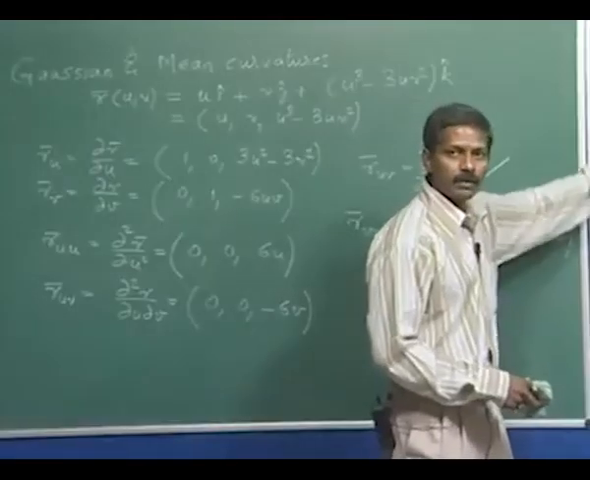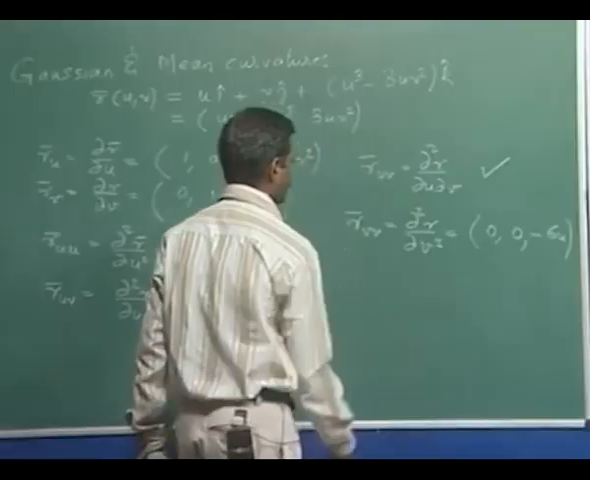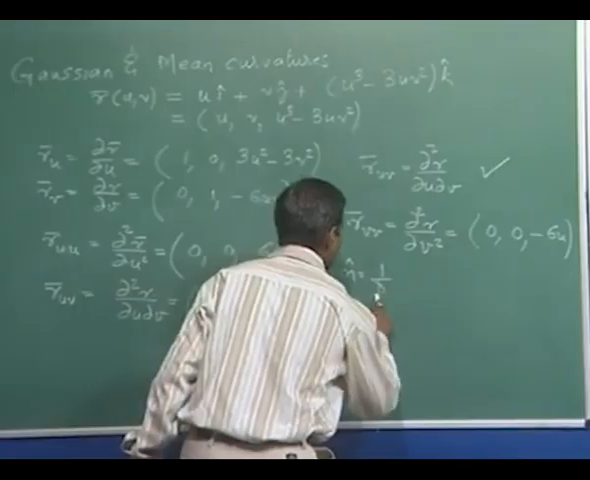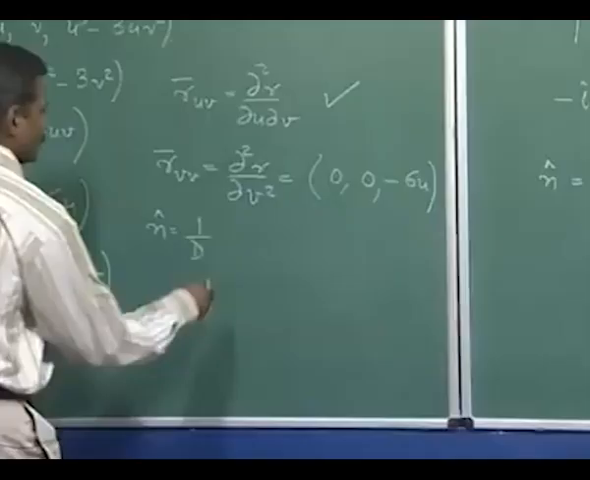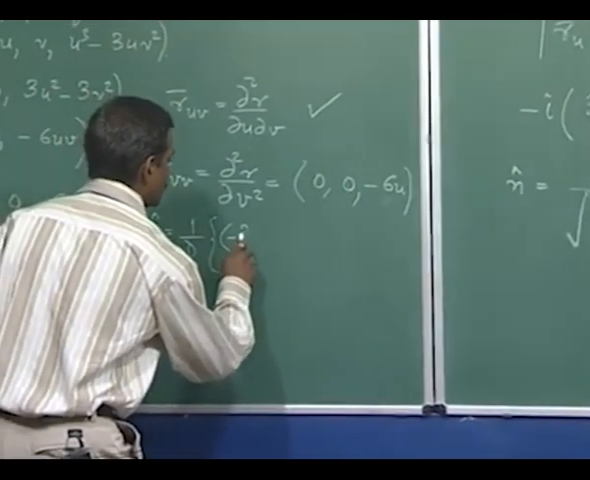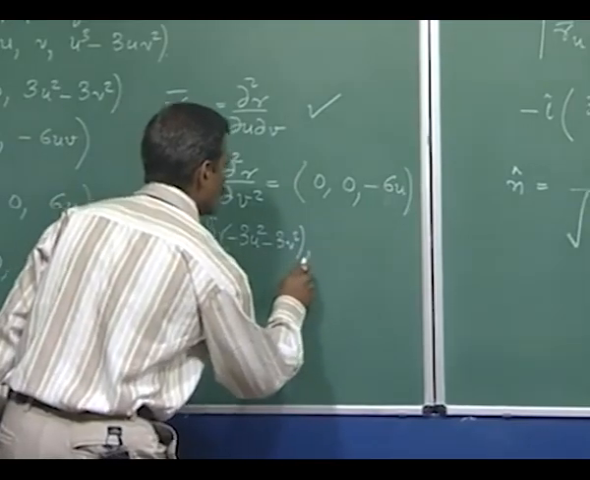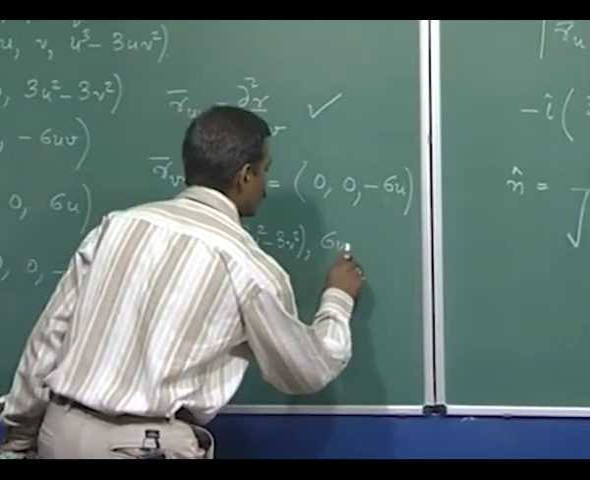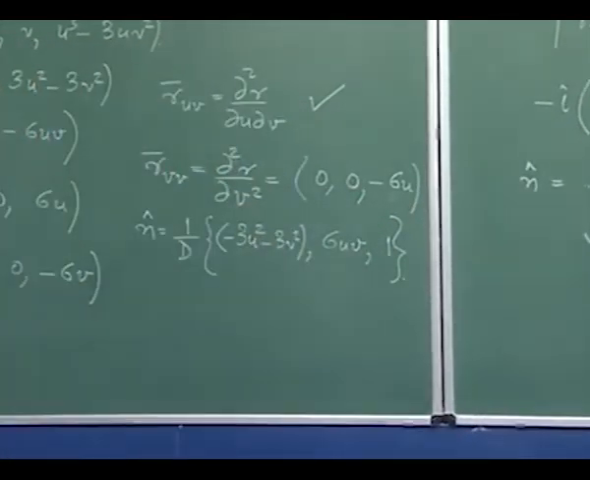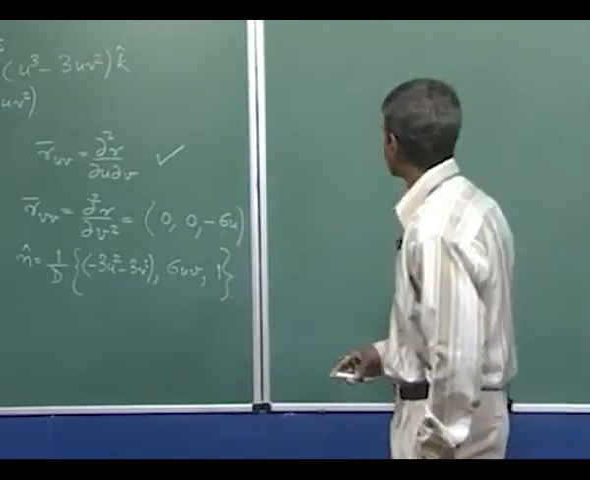I'll be needing this side of the board, so I'll transfer this result right over here. So n cap equals 1 over d, where you know what d is, times minus (3u squared minus 3v squared), 6uv, 1 in the ordered form. Let's start computing the elements of the first and the second fundamental matrices.